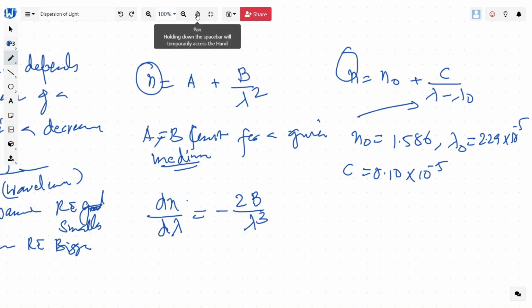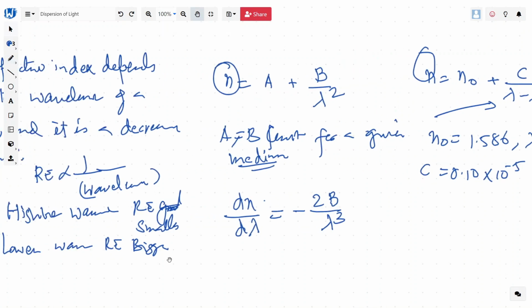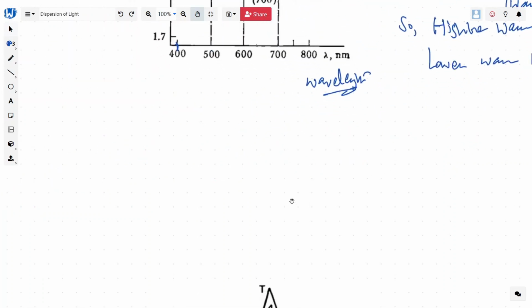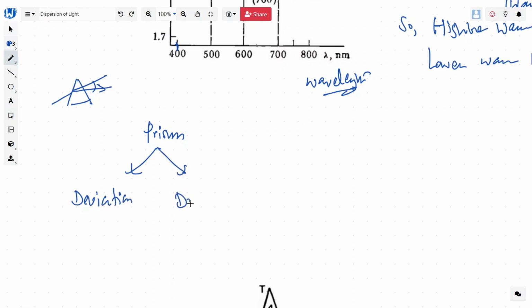Now, as we said, the prism does two things, right? If you recall from our last video, first we discussed that a prism does two things. First, it changes the direction of the light, so it does deviation of light. And second, as we have experienced now, it does dispersion of the light, right?